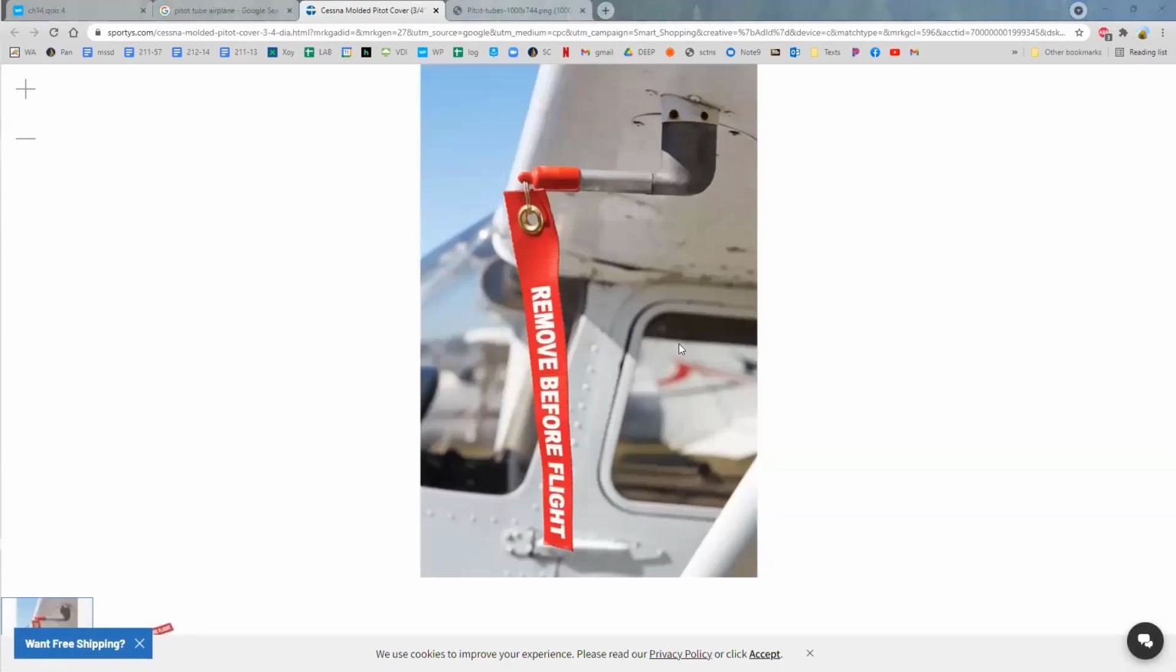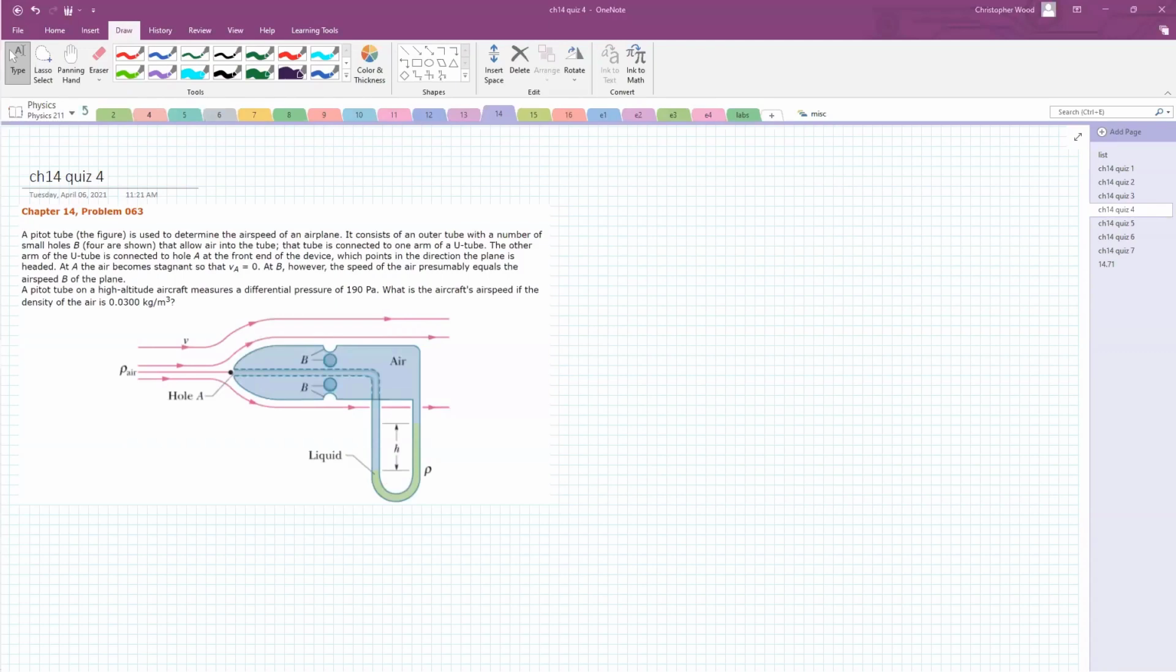All right. So this is a smaller airplane, but you can see there's a pitot tube. And again, it looks like a hand and it's covered with this red cap just to keep it clear of debris. So it's this little tube with a very specific design. And this quiz right here, chapter 14, quiz 4, is showing you a pitot tube. The pitot tube is used to determine the airspeed of an airplane.